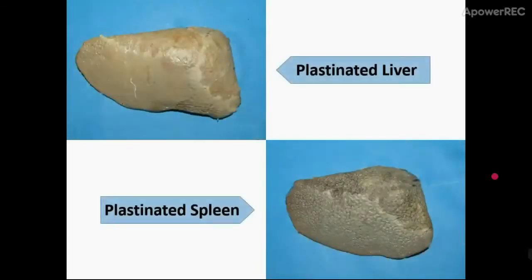For your information, you will be highly delighted to know that now we are doing plastination in our country, in our setting, in the Department of Anatomy of Bangabandhu Sheikh Mujib Medical University, and these are the photographs of plastinated liver and spleen. Those are plastinated in Bangabandhu Sheikh Mujib Medical University for research purposes.